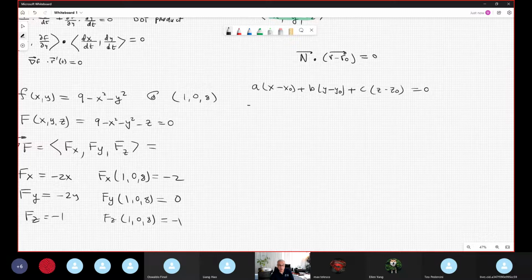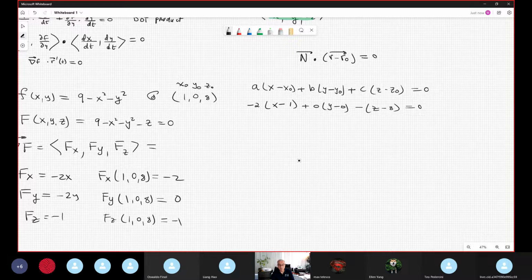So a is negative 2, times (x minus 1), because x null is, here there is confusion with the notation, x null is (x null, y null, z null), plus b. But b is 0. Times (y minus 0), similar to the other approach, plus c, but c is negative 1, so actually not plus, it's minus, minus (z minus 8) equals 0.